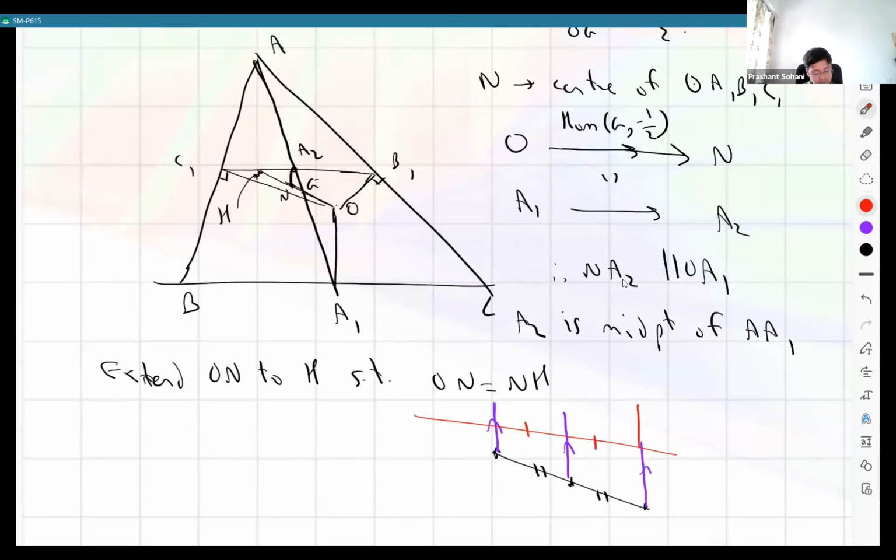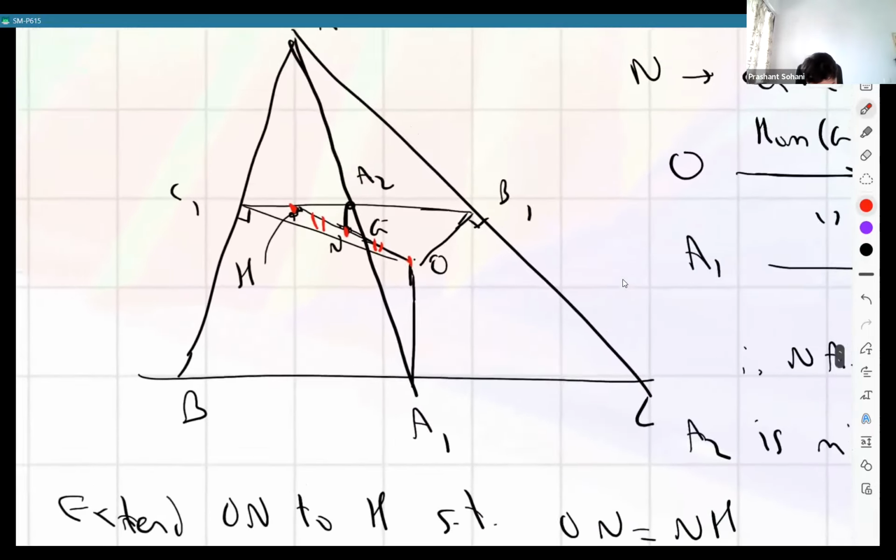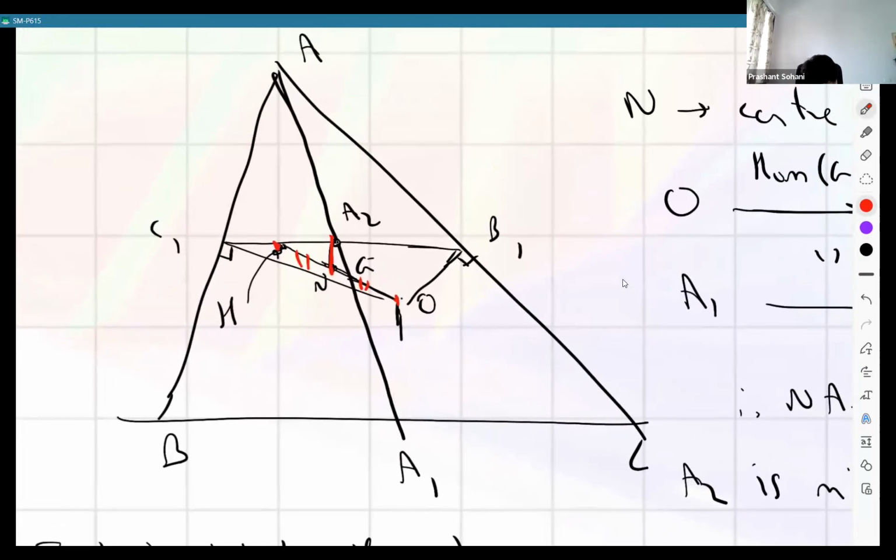So you see something similar is going to happen here now because O and H are that system. Like N is the midpoint of OH by construction. And in here, we already have two parallel lines, right? These are parallel lines. So which is going to be the third parallel line? And note that A2 is already the midpoint of AA1. So what is going to happen?